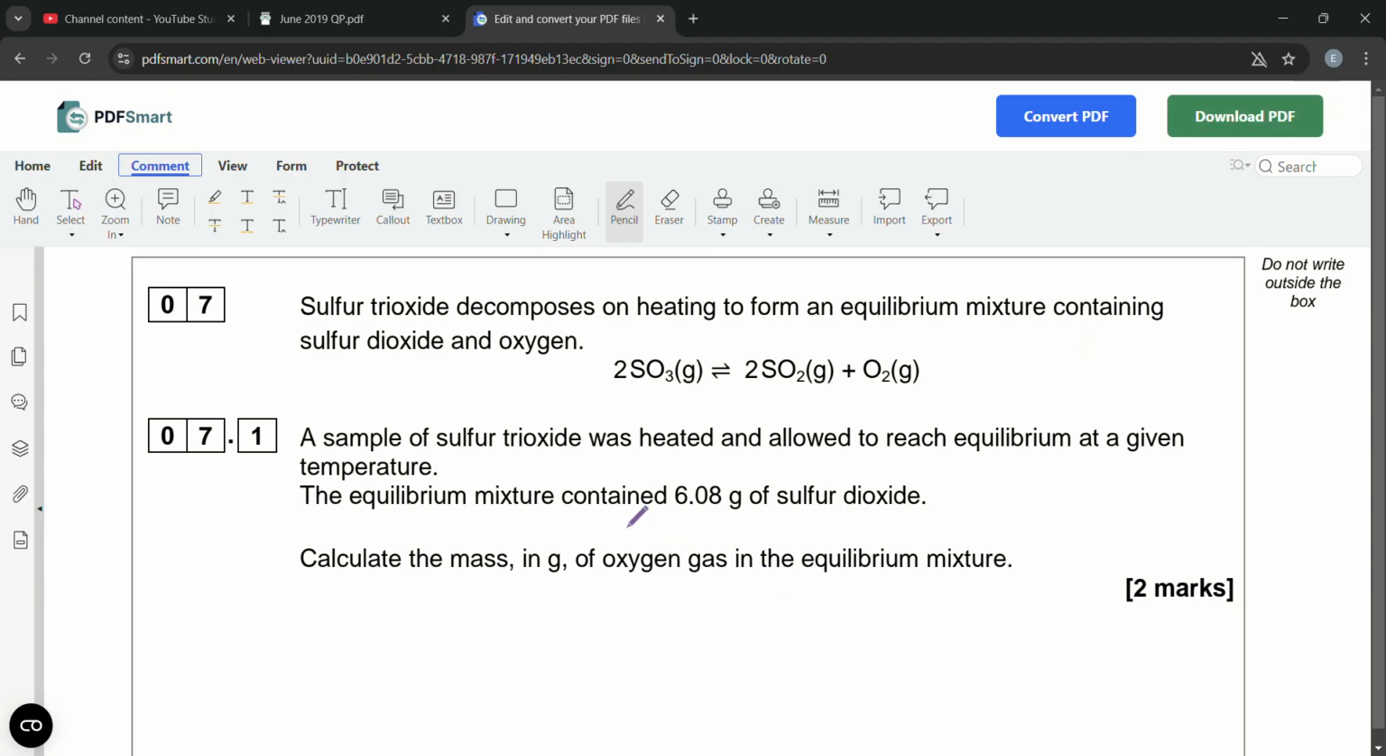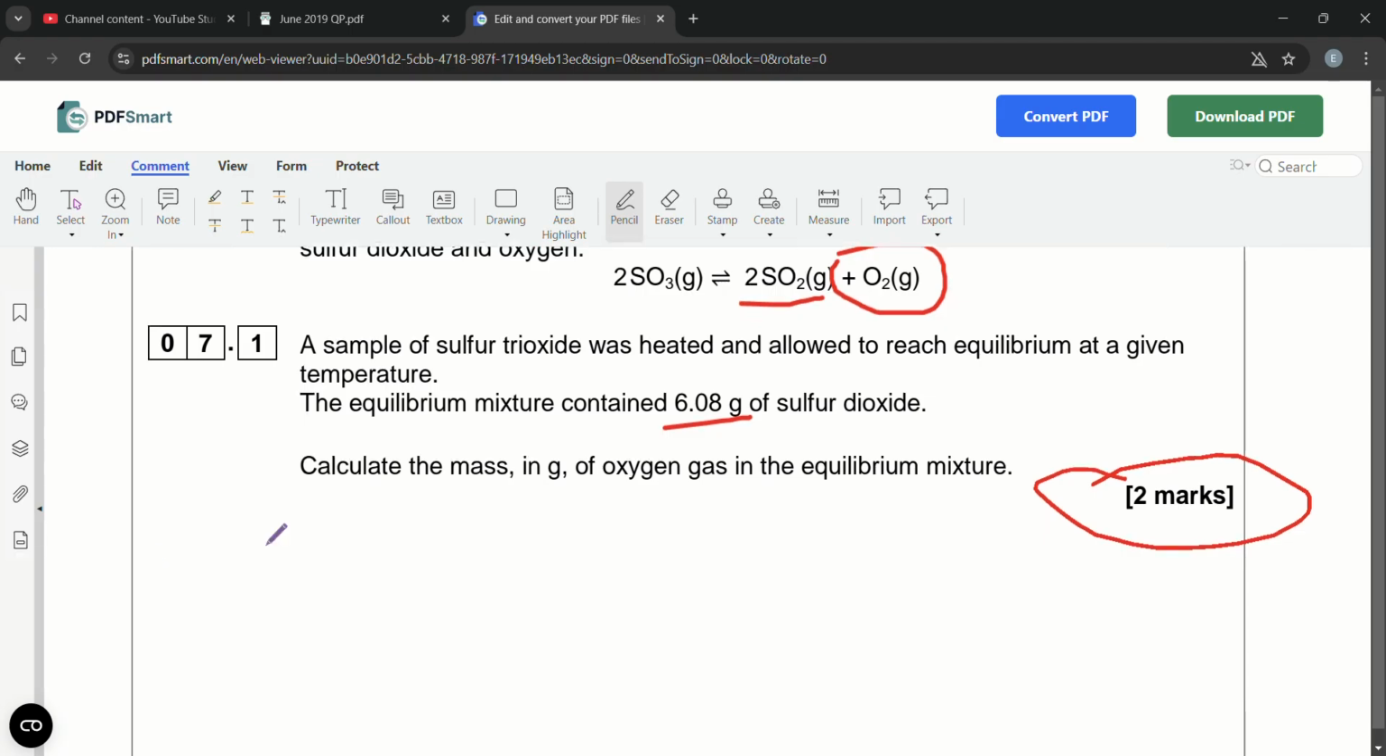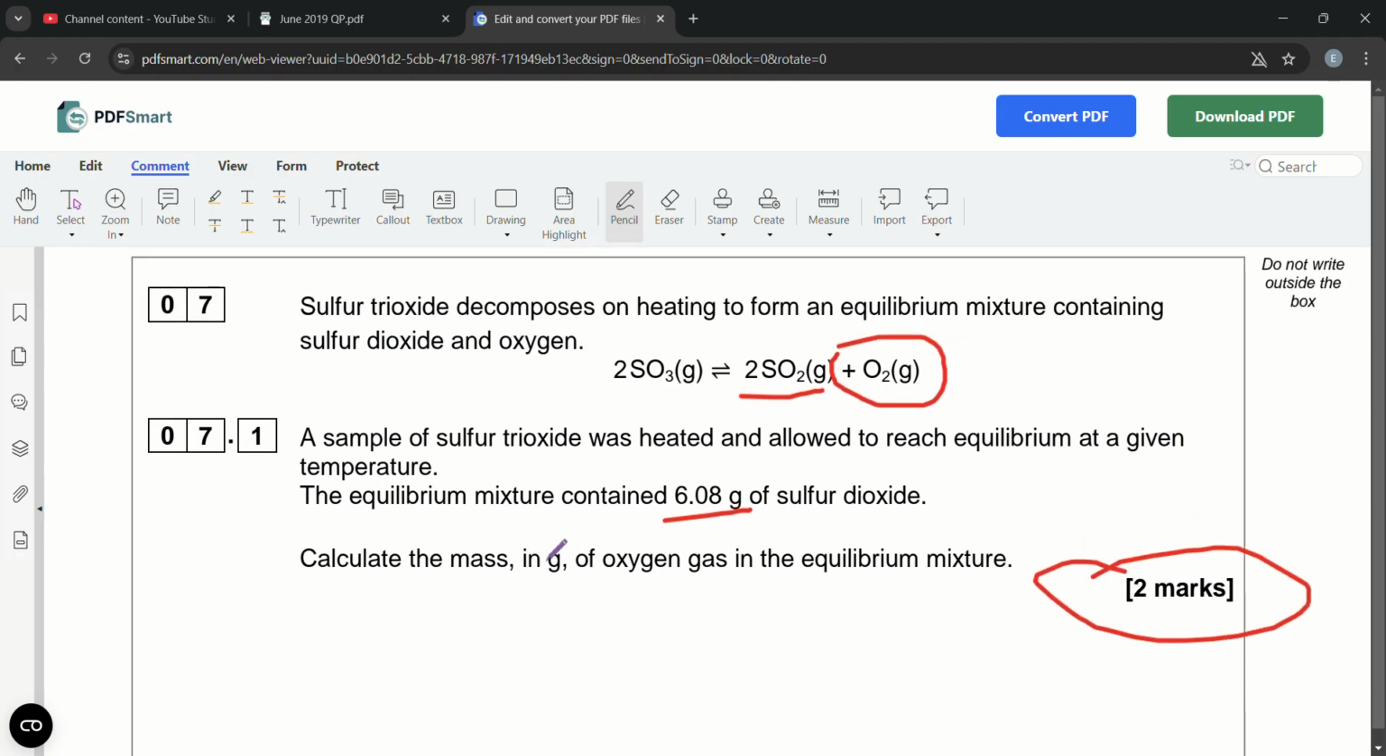First things first, what we don't do is, there's 6.08 grams of sulfur dioxide, so we just divide by 2 to get the oxygen. You seriously think they would do that for 2 marks? They wouldn't. First thing we're going to do is, we usually do this for equilibrium moles, not masses. So let's find the moles of SO2.